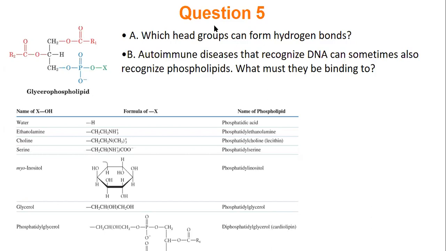Various autoimmune diseases that recognize DNA can also recognize phospholipids. What must they be binding to? So just as a reminder, DNA has a phosphate backbone. So every DNA has a phosphate in it. Therefore, for B, if you're recognizing DNA and a phospholipid, you are binding to the phosphate. So that's the answer for B.